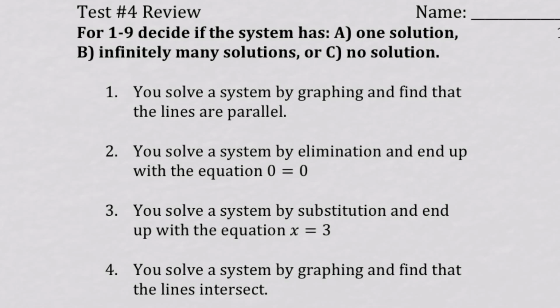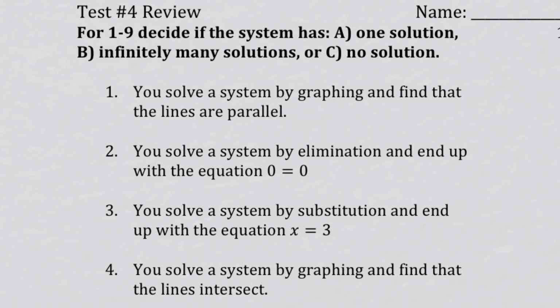Okay, so let's start the review for test number 4. Let's start right away with 1 through 4 right here. It says, for 1 through 9, decide if the system has A, one solution, B, infinitely many solutions, or C, no solution. Okay, so let's start with number 1. My options once again are A, one solution, B, infinitely many solutions, or C, no solution.